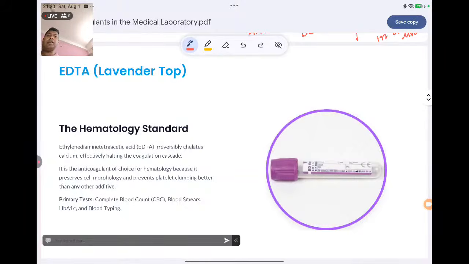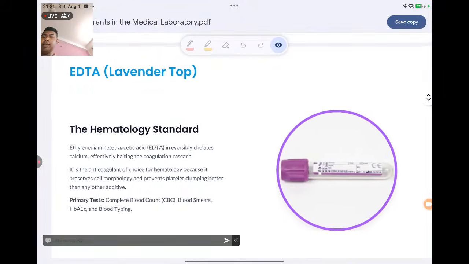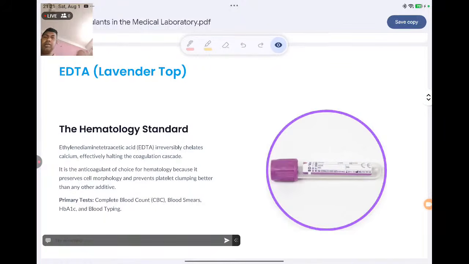Now we will learn about the EDTA tube. EDTA stands for ethylenediaminetetraacetic acid, which helps in chelating calcium ions, and it also helps in effectively halting the coagulation cascade, that is, it prevents coagulation by chelating the calcium ion.